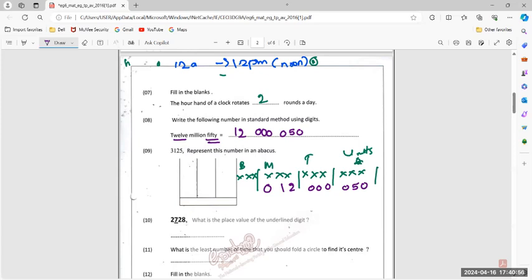Okay. So 3125 represents the number in the abacus. Ones, tens, hundreds, thousands. You have to label it that way. After that, 1, 2, 3. Here 1. Here 1, 2, 3, 4, 5.